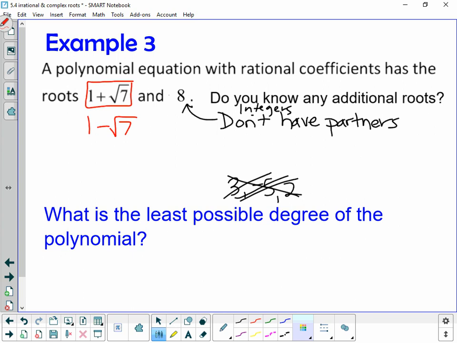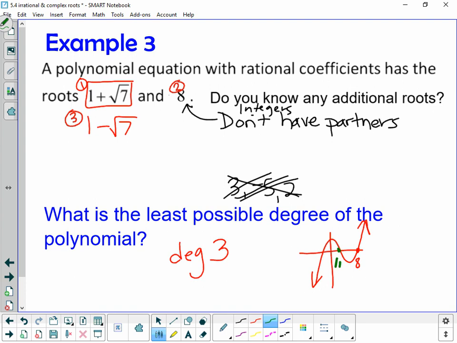Okay, so this next part says, what is the least possible degree of the polynomial? Well, we know 1, 2, 3 roots, so this has to be at least a degree 3 polynomial. And it would look like a regular polynomial. It comes through at the value 8. 1 plus the square root of 7 and 1 minus the square root of 7, it would probably look something like this, where this is 1 plus root 7 and over here is 1 minus root 7, whatever value that is.